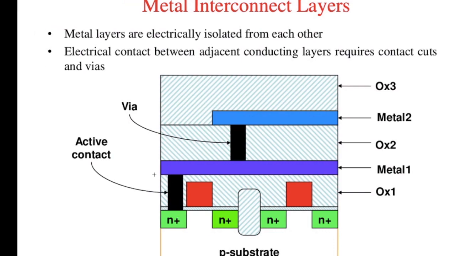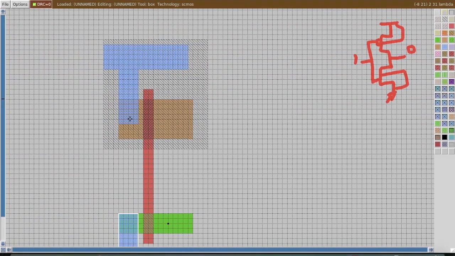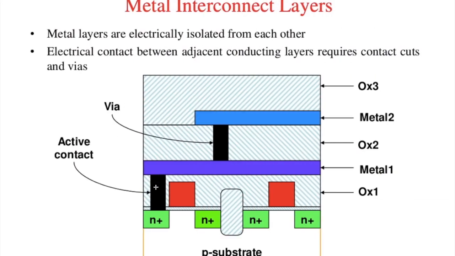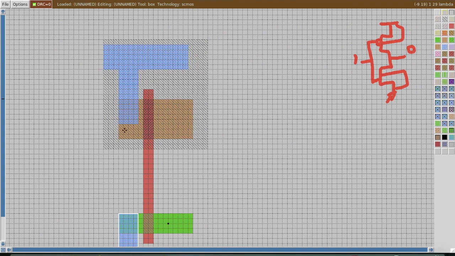And over it we run a metal 1 layer. So this is the metal 1 layer. There is a difference between P diffusion and metal 1, so we need to provide a contact to connect them. For that we will use a P diffusion contact.